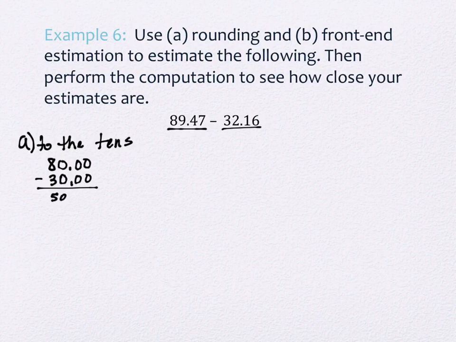I'm doing the track problem in the wrong order, I guess is what I'm doing. I'm sorry. I'm doing part B first. I was so excited to get to front-end estimation. Labeled it wrong. Let's do B. We'll go back and do rounding in a minute. I'm sorry. So we end up getting 50 for front-end estimation. Let's go back and then do the rounding with the tens place so that we can do it comparatively.